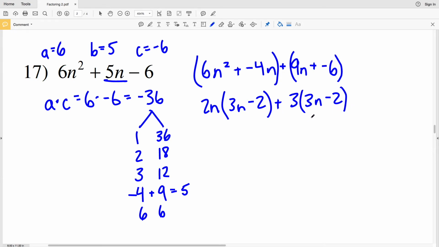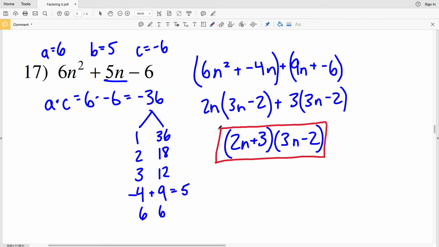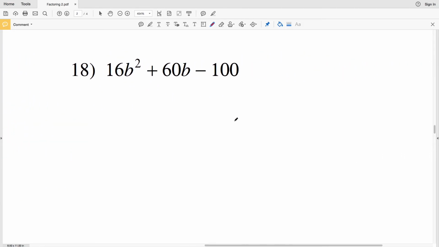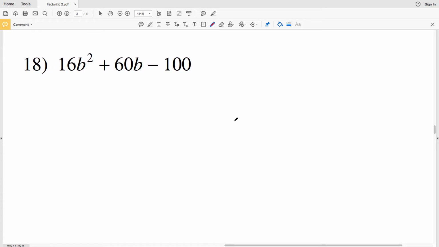Now that I have a common binomial in each, I'll factor that out. So I'll have 2n plus 3 times 3n minus 2. That's my solution in number 17. And lastly, on this worksheet, number 18.